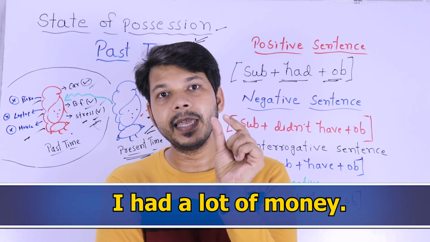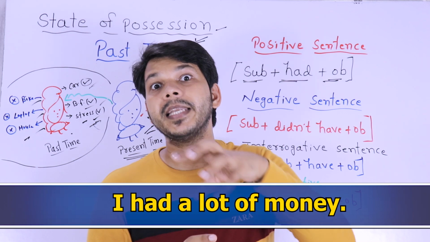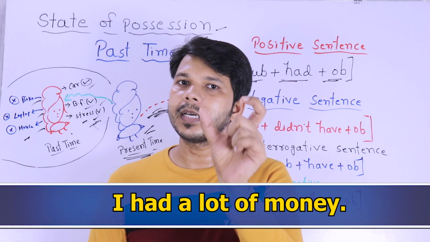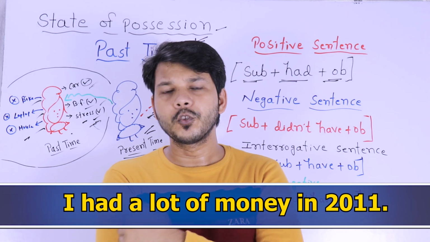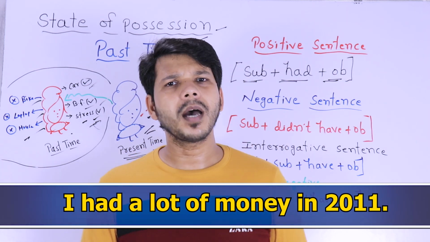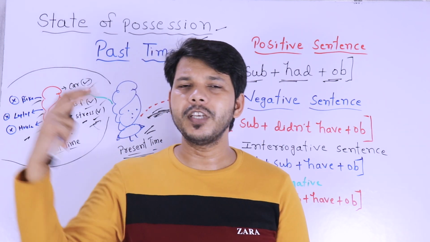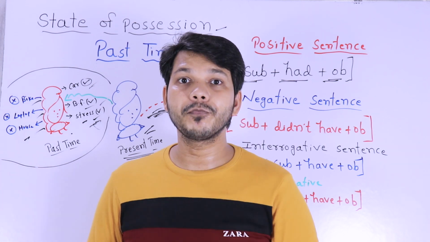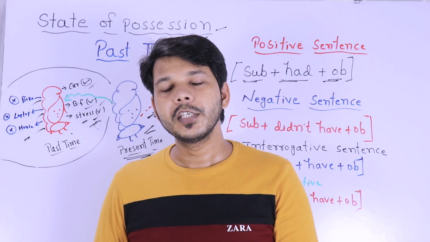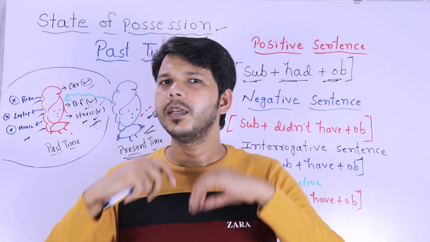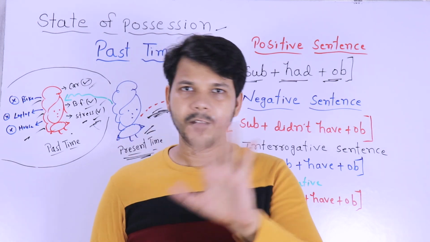But I have to say at what time. I mean, like I have to talk about the date, time, year, month, when I had a lot of money. So you can put past time also, that I had a lot of money in 2011. Like that. So I had money, I had so many markers, I had a whiteboard, I had a smartphone, I had a laptop, she had a laptop, you had a lot of money yesterday, you had a lot of stress few months ago. So you had, I had, we had, they had, whatever the subject is, you have to put had with the subject. This is very simple.